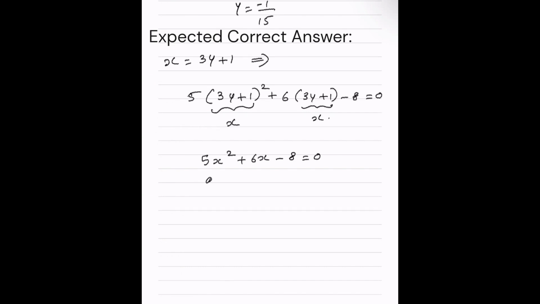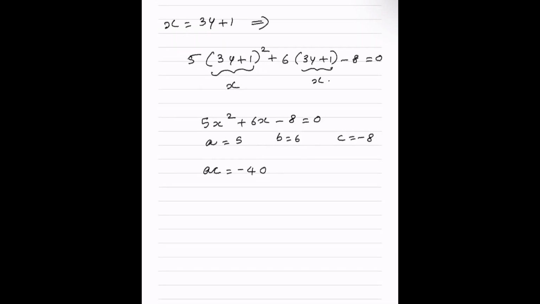Okay. What is our A, B, C? A is 5, B is 6, C is minus 8. AC is going to be minus 40. Find the factor pairs P, Q, so that when you add them, you should get 6, and when you multiply them, you should get AC, which is minus 40. So what should be the ideal factor pair? Can any of you tell me?